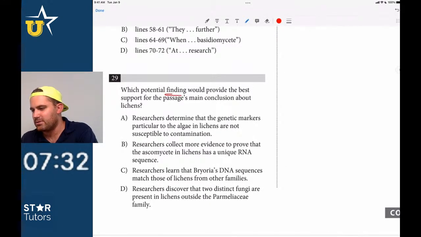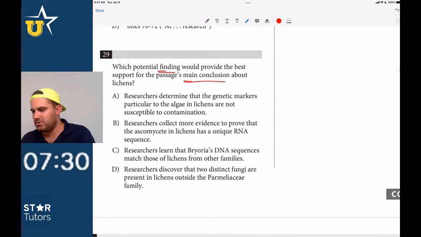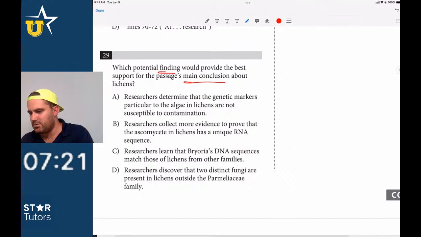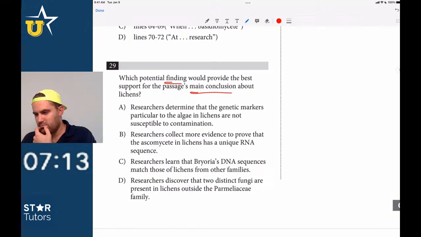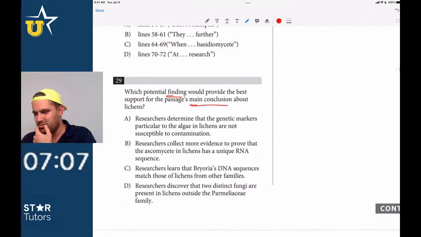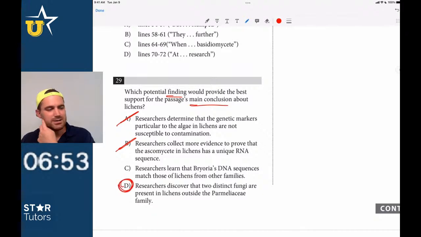Which potential finding would provide the best support of the main conclusion? Researchers determined that genetic markers. Maybe. I've got to come back. Let me go back, right? Determine that it's not that one. This is at the end. Discover that 2 distinct fungi. Yeah, because I think it's this one, right? Because I think that's the one they were talking about at the end.